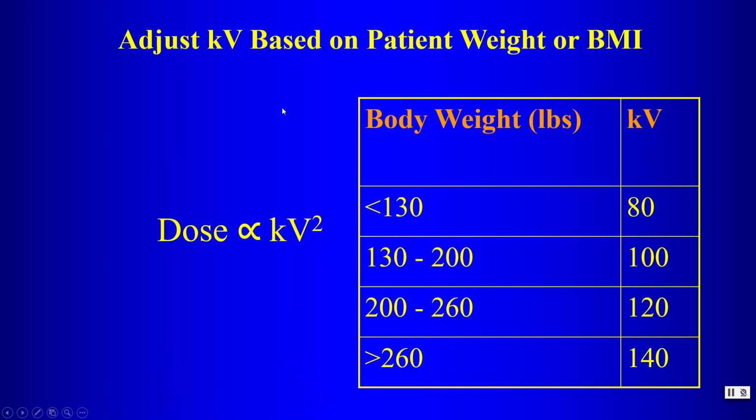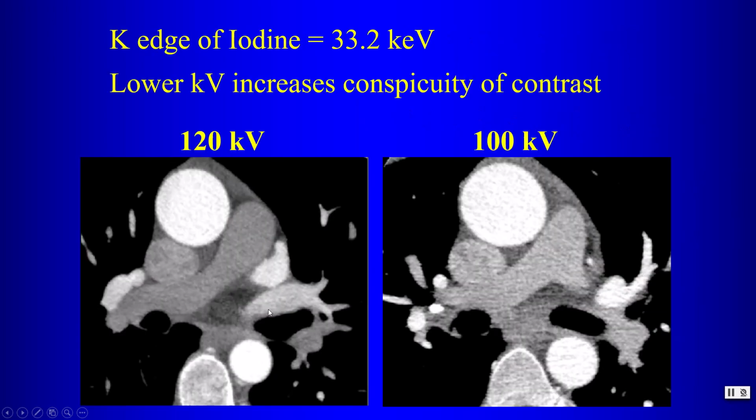We can adjust the kVs in our protocols based on the patient weight or the BMI of the patient. Remember, the dose is proportional to kV squared. So for the large patients, you need a high kV, but for your smaller patients, you can do diagnostic scans at lower kVs, and that considerably reduces the dose. So in your protocols, you can set the kV depending on the body weight or BMI of the patients.